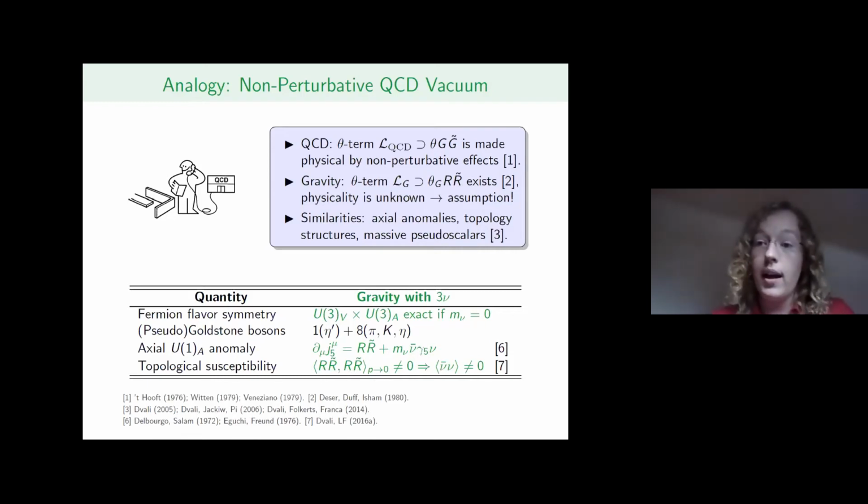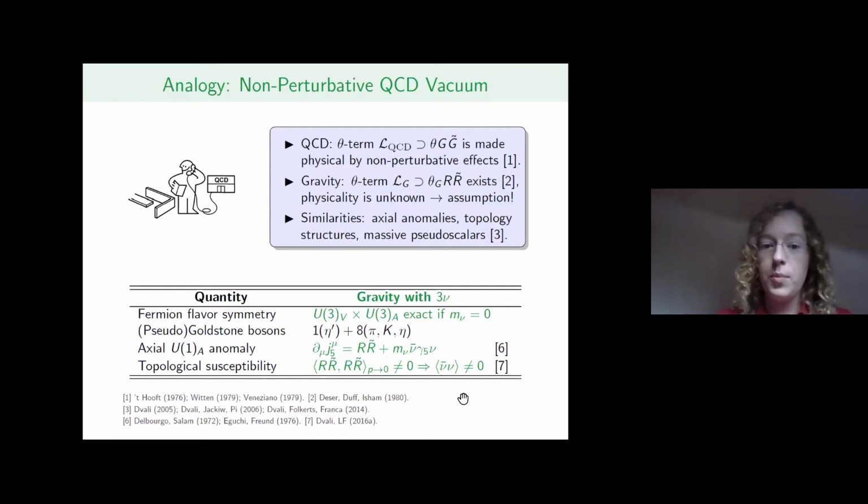And the way we can show this is by writing this R tilde term as the exterior derivative of a three-form field. And we can treat this field as a gauge field, write down the low energy effective field theory for this field, and then see how it couples to the neutrino sector. So this is very analogous to the QCD case.